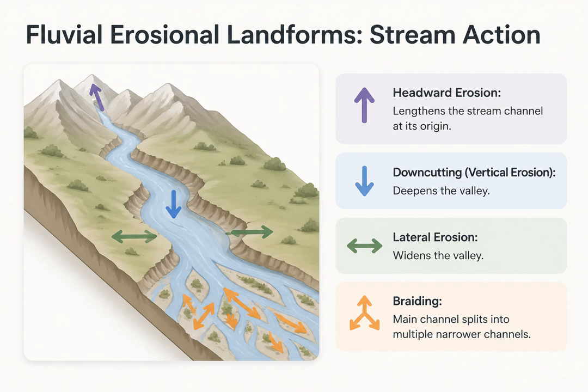The direction of the erosion drastically changes the shape of the river. Downcutting, or vertical erosion, digs into the base of the stream, making the valley deeper. Lateral erosion eats away at the walls of the stream, making the valley wider. Headward erosion is fascinating. It happens at the very origin of the stream, eating backward into the landscape and actually lengthening the river channel. Finally, we have braiding, which occurs when a river carrying a heavy sediment load on a low slope splits into a network of smaller, interwoven channels.